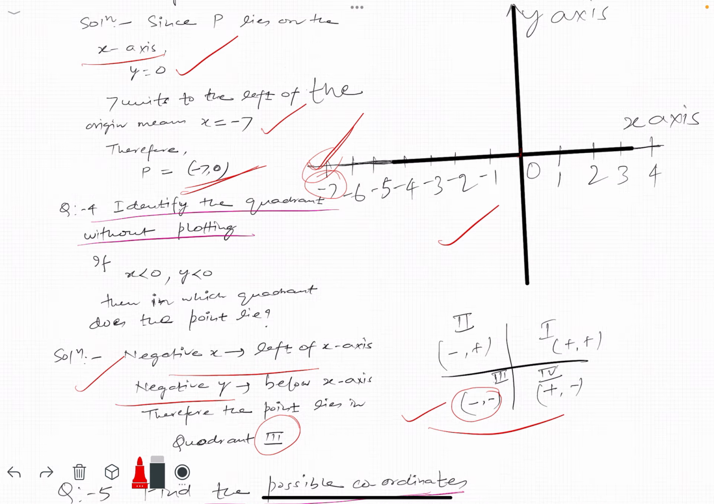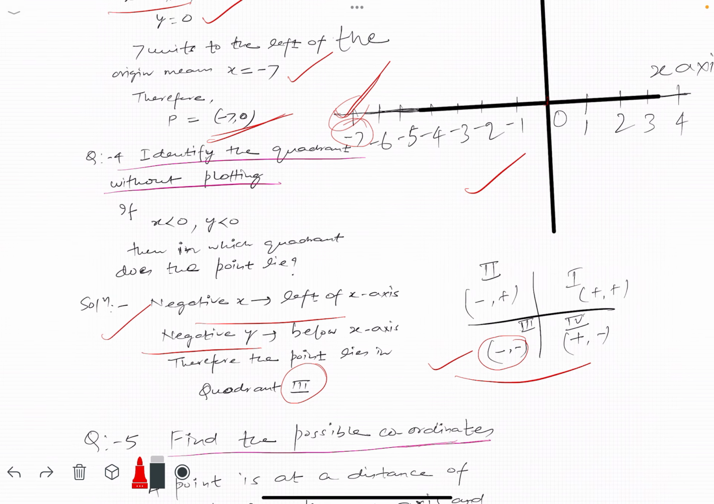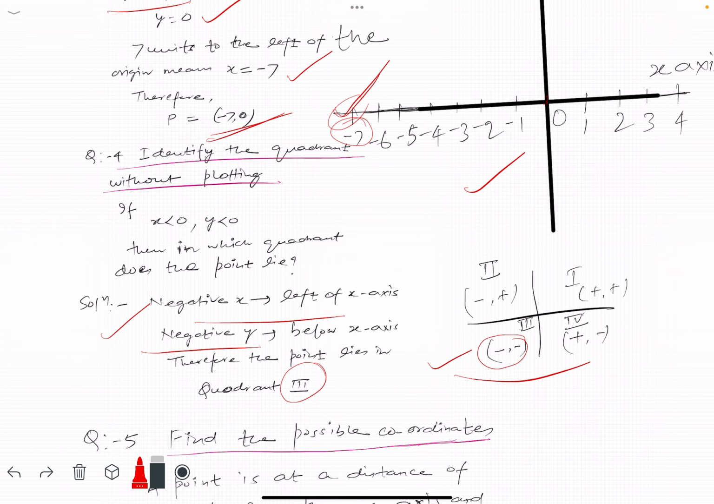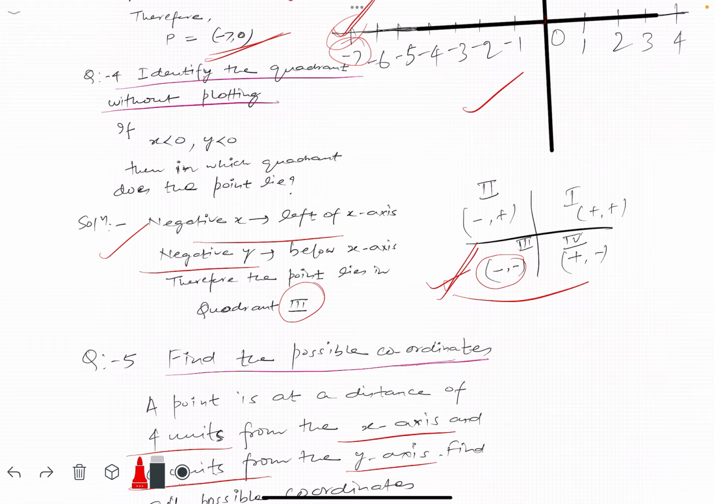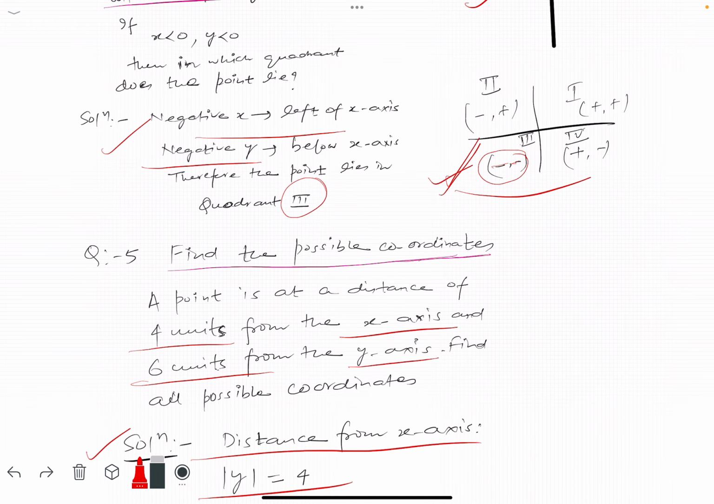Question number 4. Identify the quadrant without plotting. If x is less than 0 and y is less than 0, then in which quadrant does the point lie? Here, the solution is negative x, left of the y-axis, negative y, below the x-axis. Therefore, the point lies in quadrant 3. Both the coordinates are minus, minus.